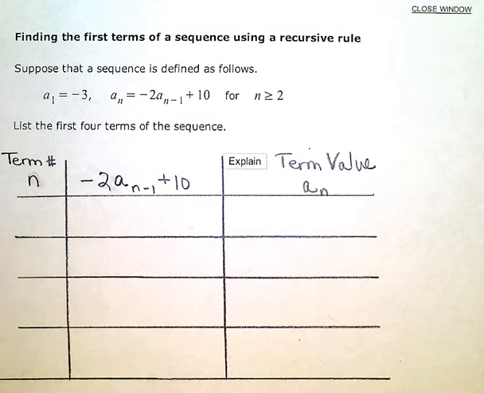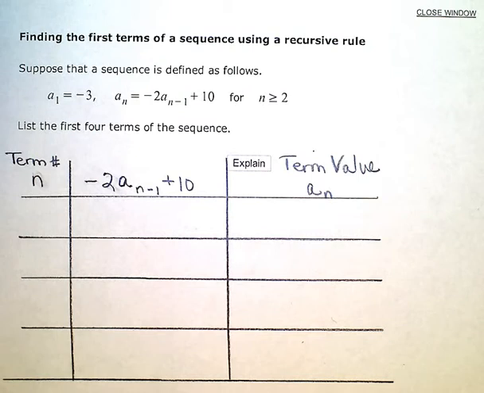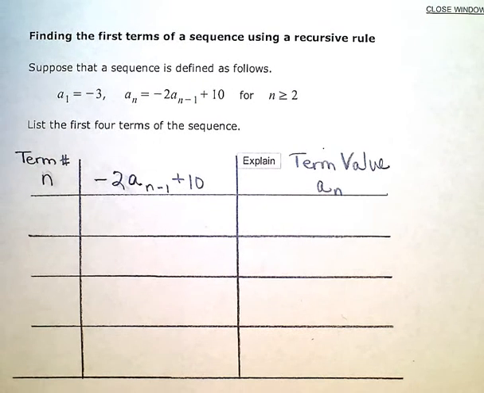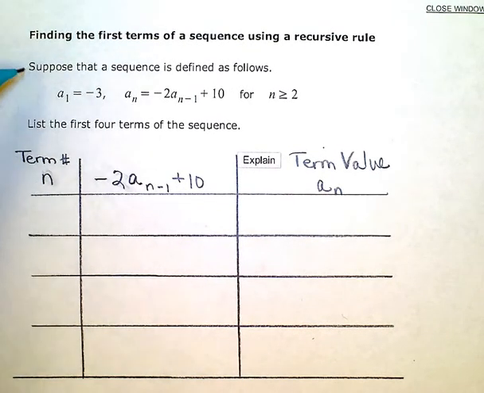Finding the first terms of a sequence using a recursive rule. So I have my instructions here. It says, suppose that a sequence is defined as follows, okay?